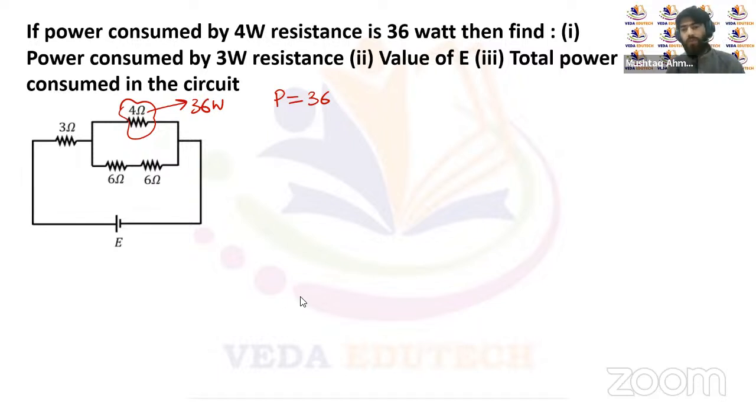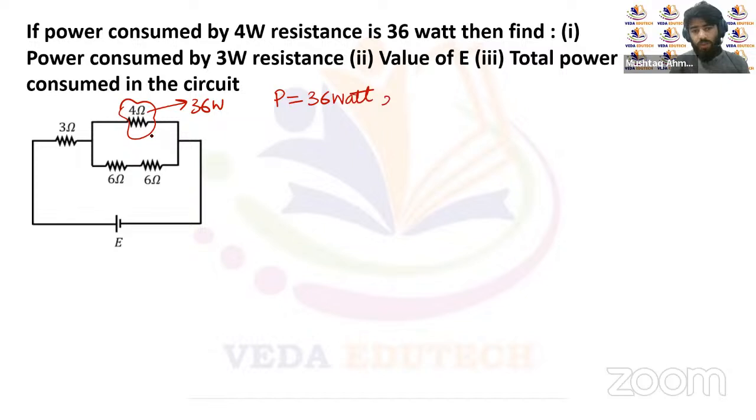So in this question, we have to find the power consumed by this 3 ohm resistance, the value of EMF, and the total power consumed in this circuit, right? The power consumed by this 4 ohm resistor is 36 watts, right? 36 watts is the power consumed by this 4 ohm resistor.